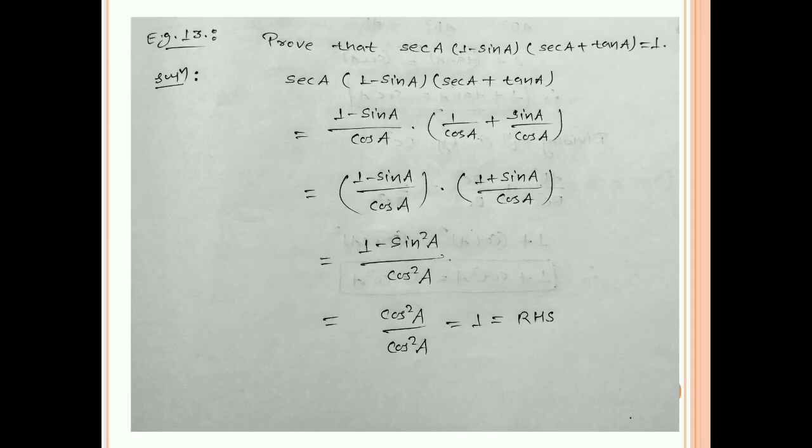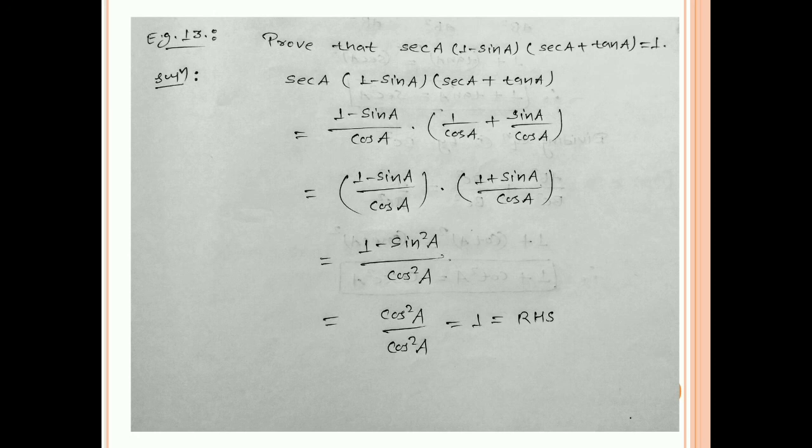Let's see example number 13. Prove that (sec A minus tan A)... as given: sec A into 1 minus sin A into sec A plus tan A is 1. So let's take our LHS, that is sec A into 1 minus sin A into sec A plus tan A. Sec A we can write as 1 upon cos A, so it will be 1 minus sin A upon cos A, and sec A we will write 1 upon cos A, and tan A we know is sin A upon cos A. So 1 minus sin A upon cos A into, if we take cos A as our LCM, then it will be 1 plus sin A upon cos A.